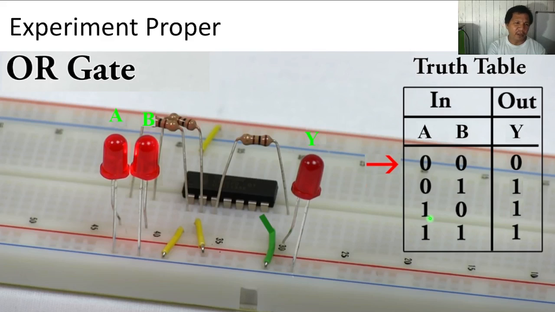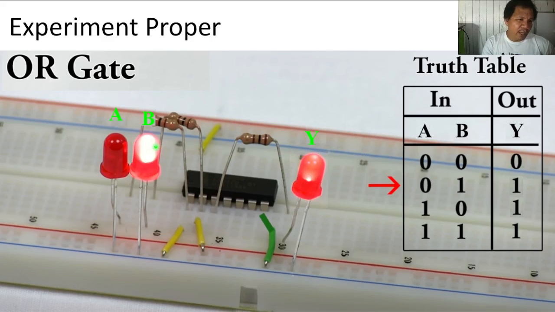Let's proceed now with the experiment of the OR gate. So as you can see here, both A and B are logic 0 because they are not turning on. Okay, so meaning to say, if both inputs are logic 0, that is 0, 0, the output will also be 0. That's for the OR gate.